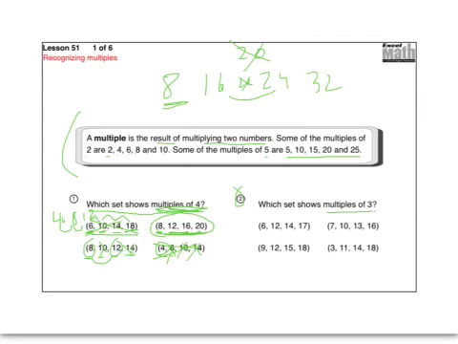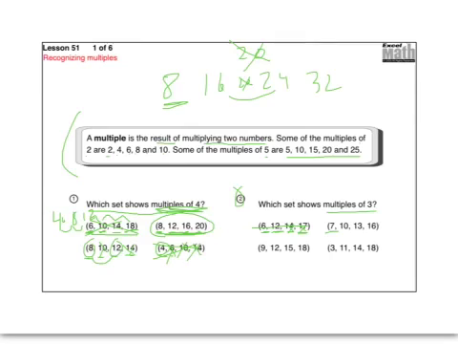So it's asking you which is multiples of 3. Well, 6 is a multiple of 3. 3 times 2 is 6. 3 times 4 is 12. But 3 times 5 is 15, not 14, so that doesn't work. And 3 times 6 is 18, not 17. So these are not multiples of 3.